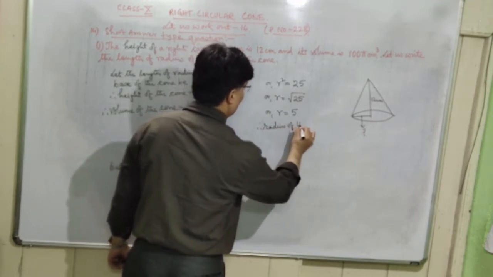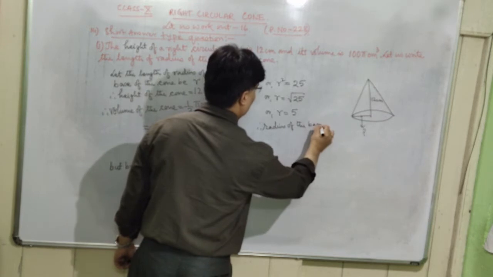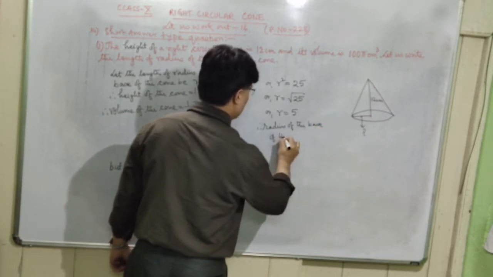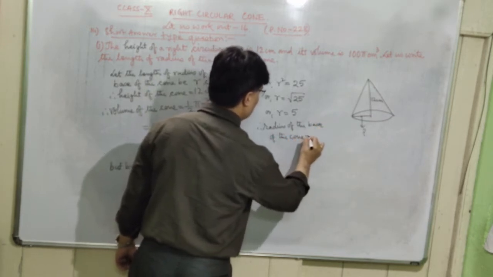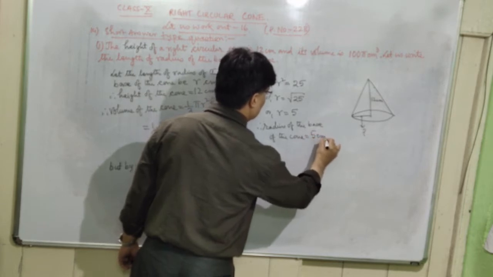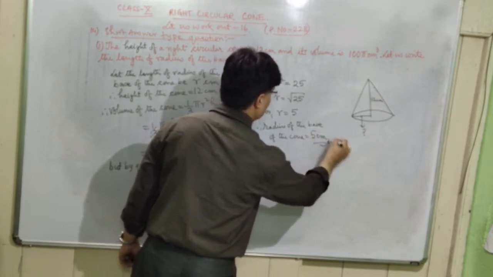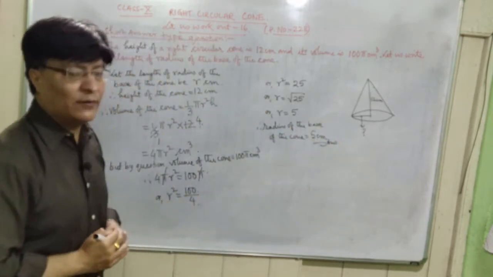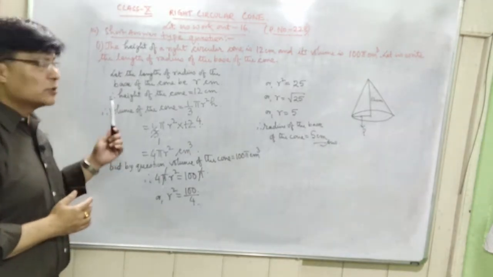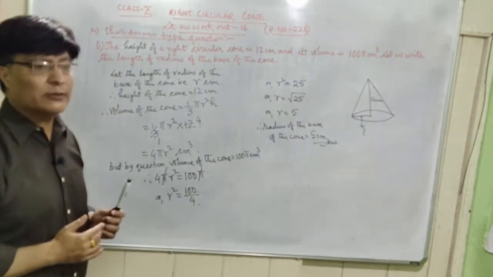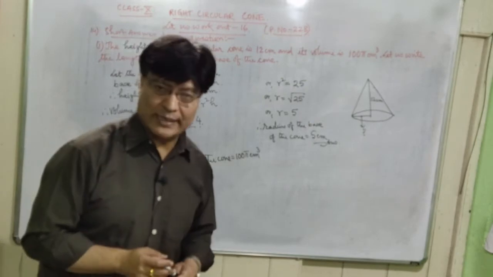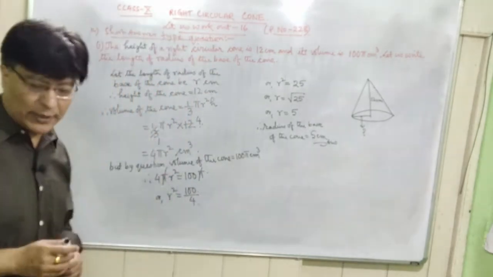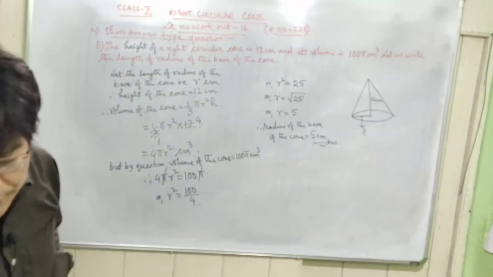Radius of the base of the cone is equal to, what is the answer here? It is 5 centimeter. So this is the final answer. So what is the length of the radius of the base of the cone? It is 5 centimeter. So we can copy it. Now we'll do the next question.